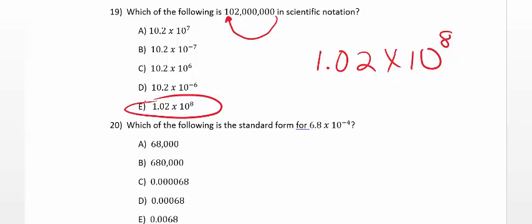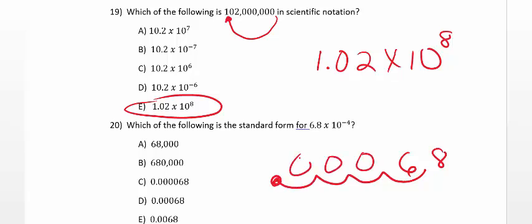Which of the following is the standard form for 6.8 times 10 to the negative 4th power? We're going to take 6.8. Negative 4th power means it's going to be a small number, so we're going to move our decimal to the left 4 places, 1, 2, 3, 4. And we're going to fill those spots with zeros. So our answer is D.